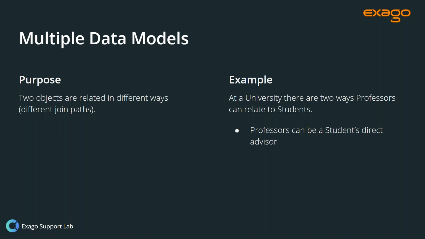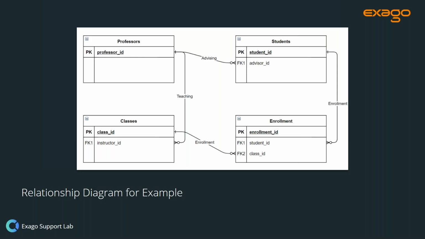So in our example, we're going to have two ways professors can relate to students. Professors can be students' direct advisors, so not necessarily teaching them a class, but helping them choose their classes, making sure they're on the right track, giving them counseling and advice as they need it, as they move through this university. And then of course the other thing professors can do is they can teach a class in which the student is enrolled. So that's the intuitive understanding, but of course we have to make that into a database. So what we're going to do is look at an ERD, an entity relationship diagram here.